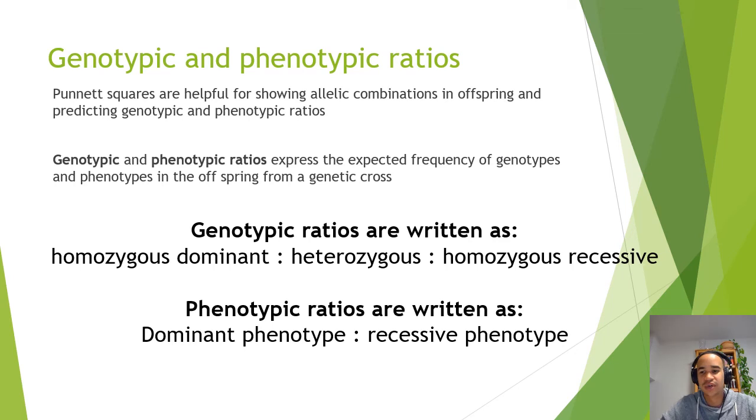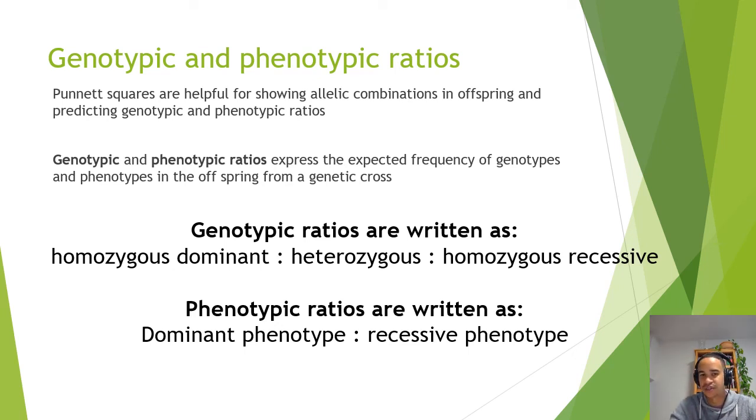Okay, so now we're going to go into genotypic and phenotypic ratios in a little bit more detail. So Punnett squares allow us to show what the possible offspring might be and to predict the genotypic and phenotypic ratio. The genotypic and phenotypic ratios tell us what we'd expect, so the expected frequency of genotypes and phenotypes in the offspring.